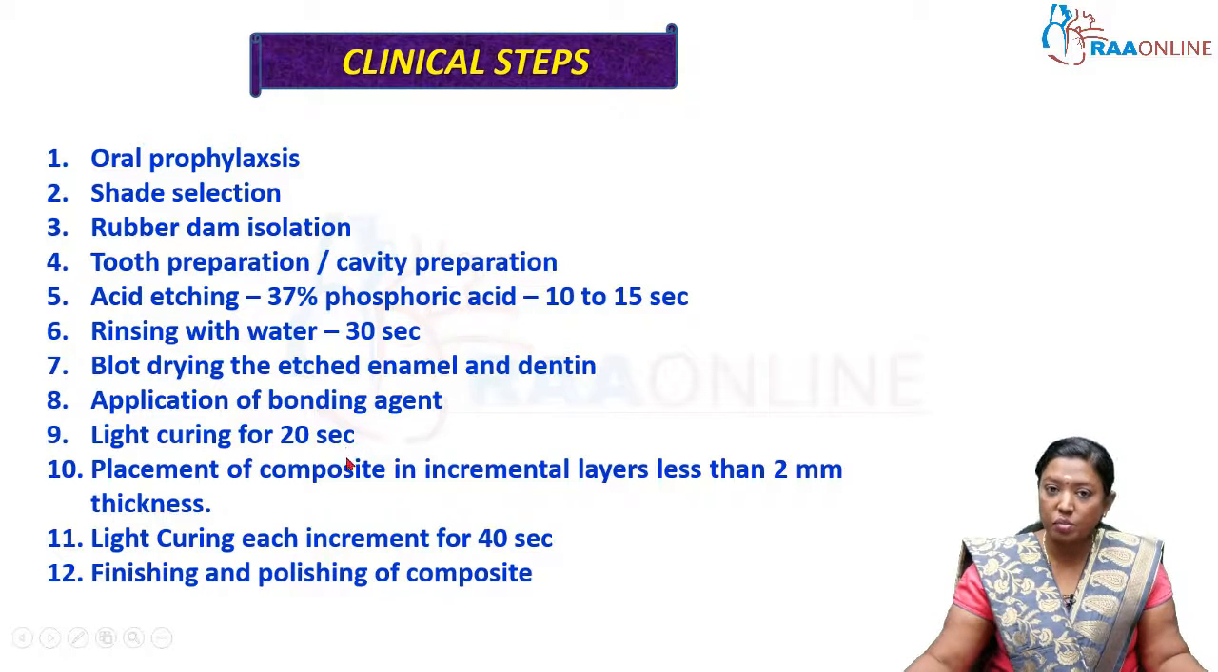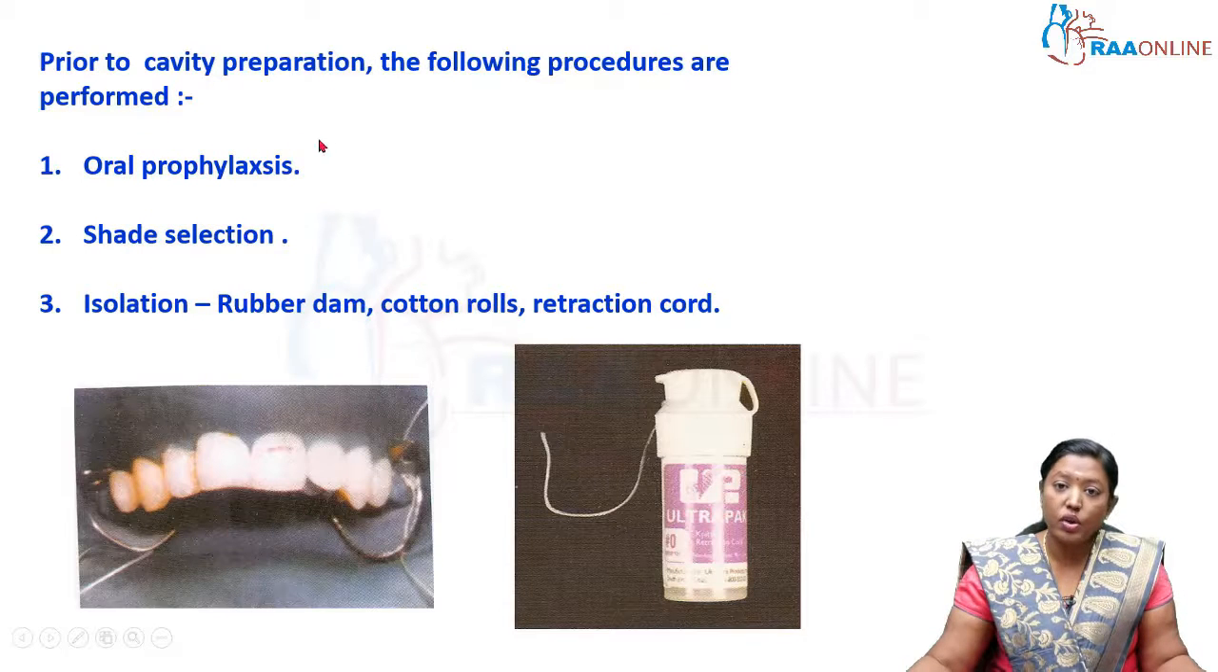Once you light cure the bonding agent for 20 seconds, the next step is the placement of composite in incremental layers. Each layer should not be greater than 2 mm in thickness. Once that is done, you have to cure each increment of composite for 40 seconds. Once that is done, the final finishing and polishing of composite. Again, let us go into detail about each of these individual steps.